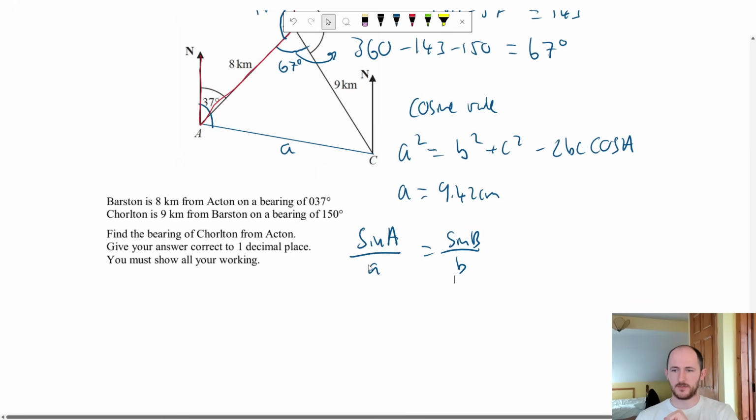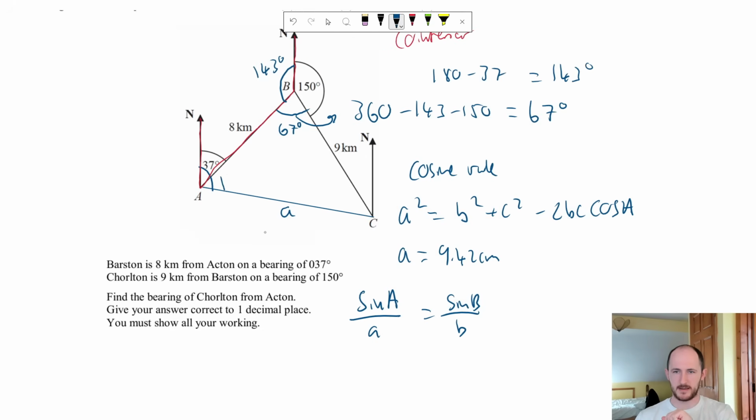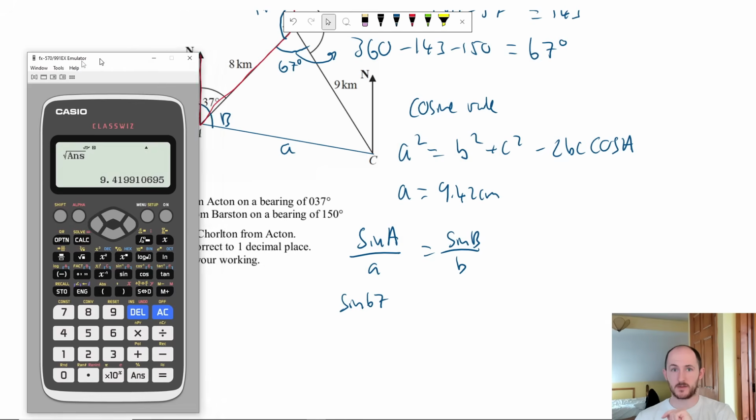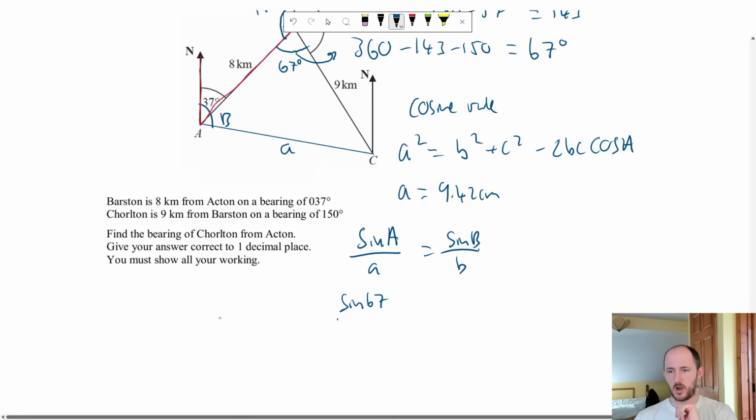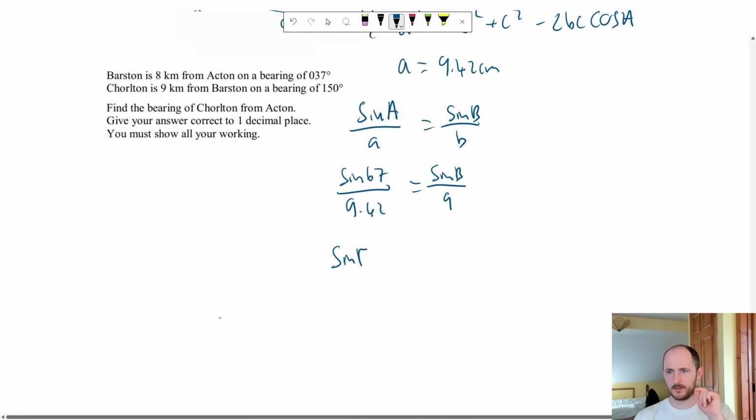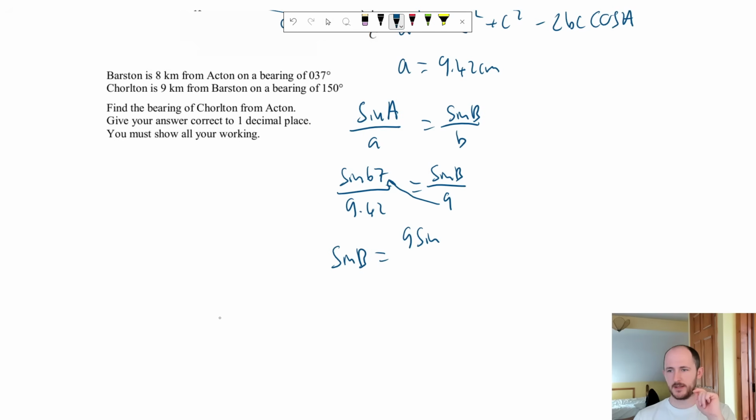So again, it's an angle and its opposite side equals the angle and its opposite side. Here I'm just going to call this one B. So what we have is sine 67 over 9.42, and I'm going to keep the 9.42 as the answer button just to make my life a bit easier, equals sine of the angle B over 9. All I've done is move the 9 up. So B is equal to 9 sine 67 over 9.42.